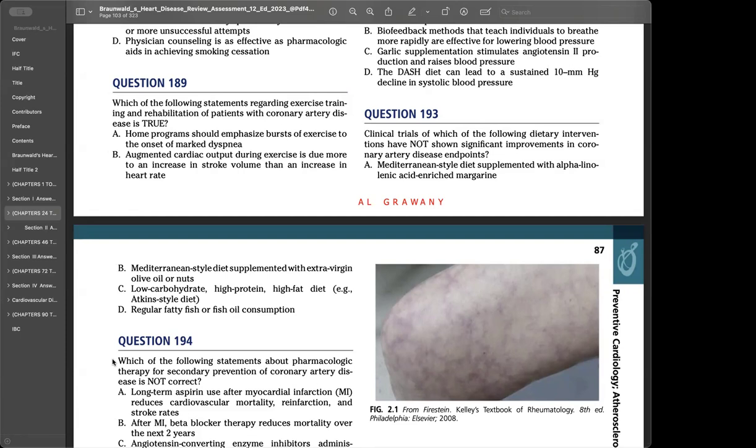So this D option, the regular fatty fish, this C option, that's low carbohydrates, high protein, high fat diet, that's the Atkins style diet. No randomized control trial has shown that it improves coronary artery disease endpoints. So looking at this question 193, C is the correct answer.